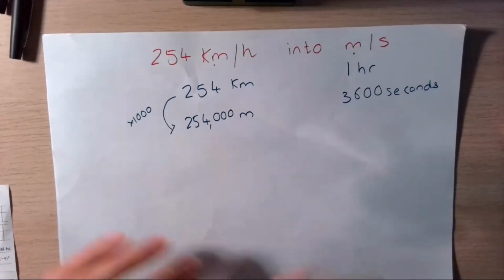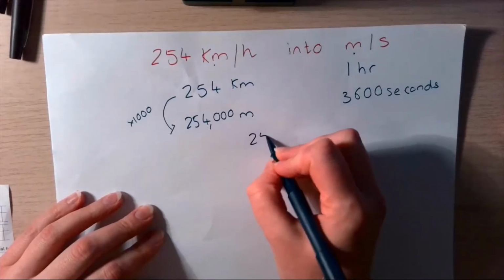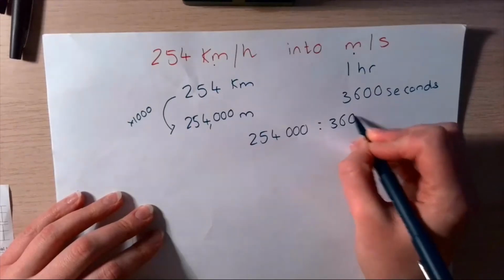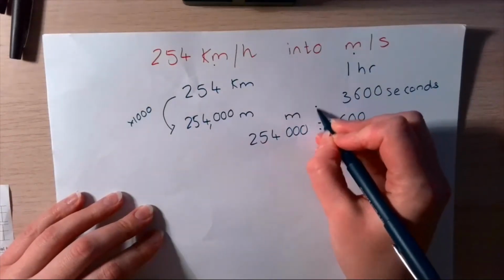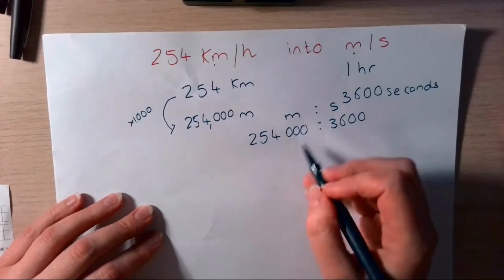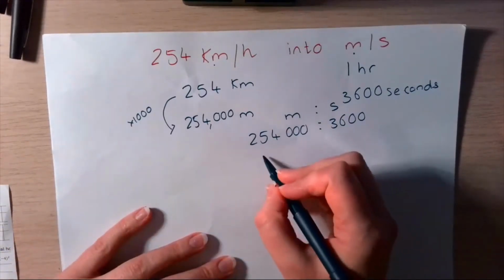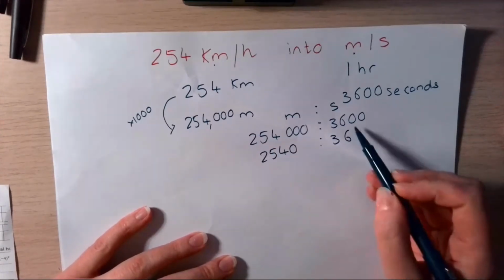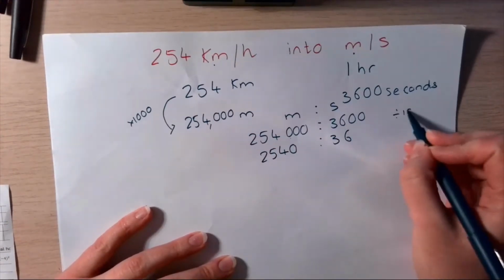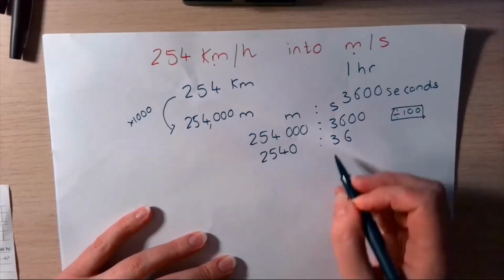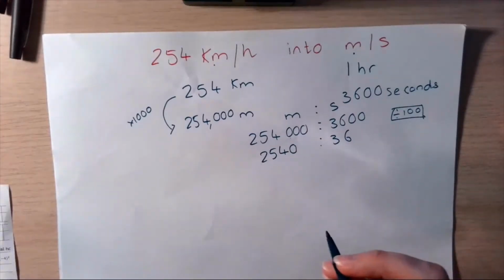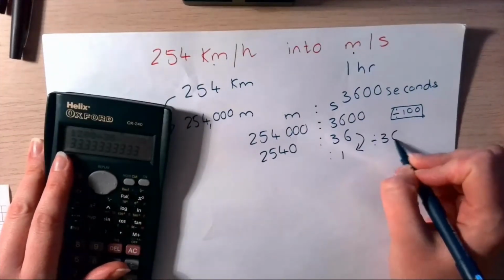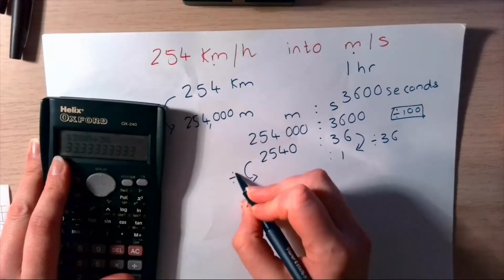Okay then, now we can put those as a ratio. 254,000 to 3,600, and if you want to put above there just to clarify, meters to seconds. Then we can divide that through. So we're going to get 2540 to 36. All I've done is divided each of them by 100. And now, again, to get this side down to 1, because that's our aim, divide by 36 on both sides.